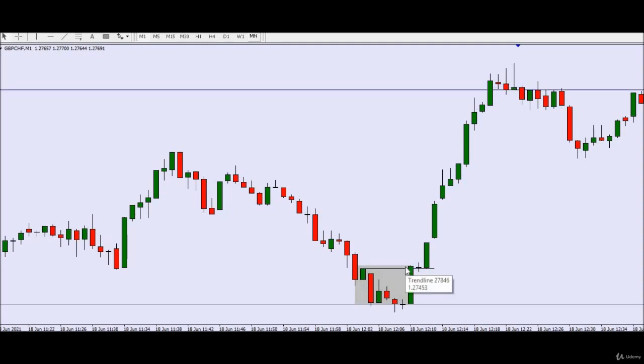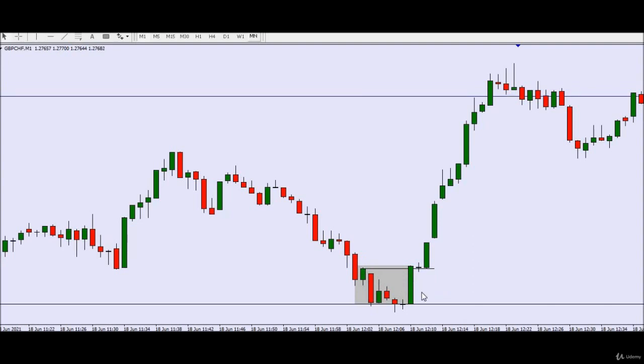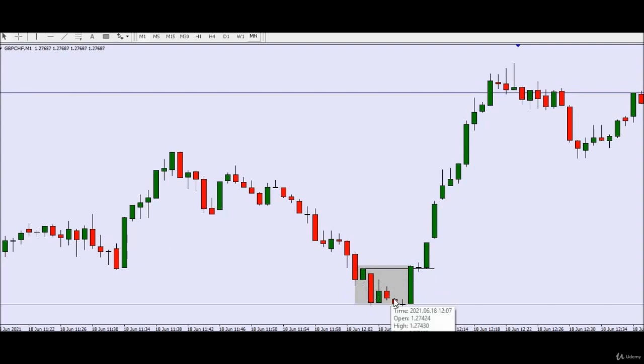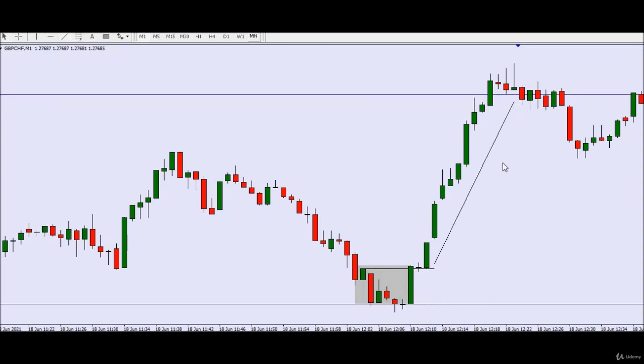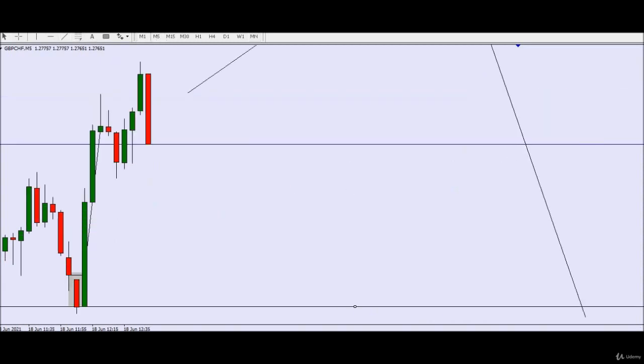So this is beautiful signal on 1 minute time frame after retest of that fake breakout to enter, and you see what happened next. Beautiful.